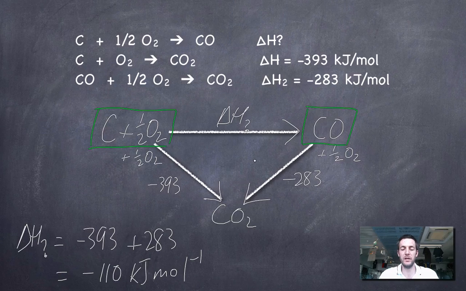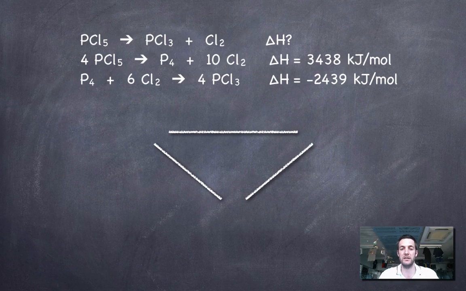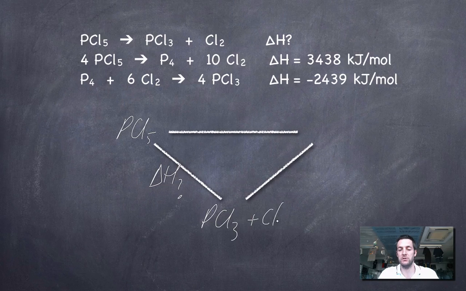Okay? And not only have I used the cycle in the way that we were shown in the last film, I've also constructed it from the equations that I was given. Now here's a slightly more complicated example, and again we're given an equation that we're trying to find an enthalpy change for. Just to show you that I could put this on any side of the triangle that I choose, I'm just going to put it over here this time, and I'm going to write PCl5 here. Okay, makes PCl3 and Cl2. Okay, and this is the enthalpy change that I'm trying to find out.